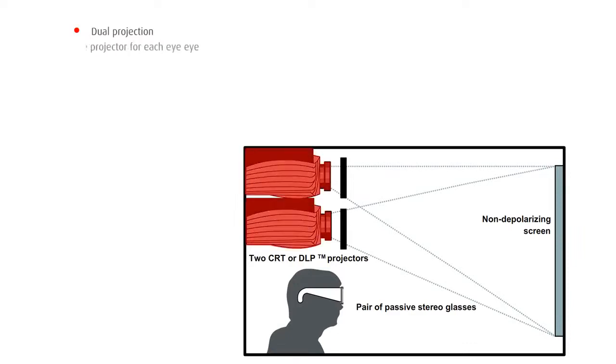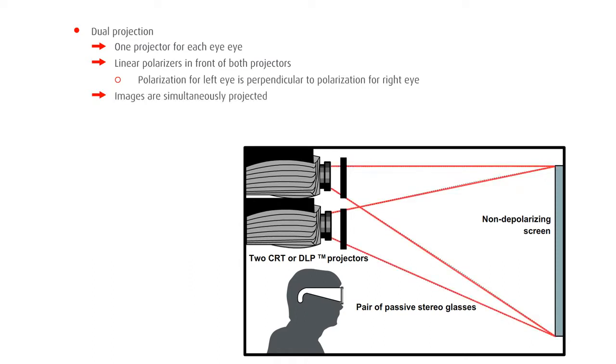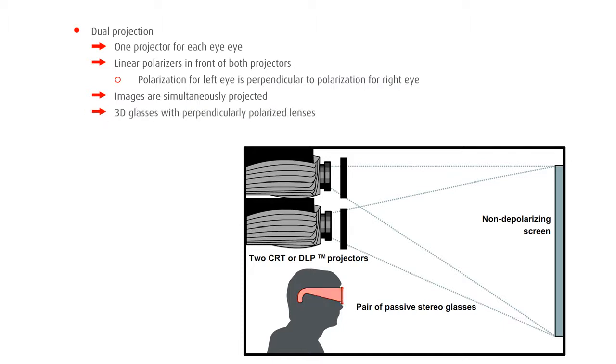The images from each projector are destined for either the left or the right eye. In front of each projector lens, there's a linear polarizer, and as in the previous setup, the polarization for the left eye is perpendicular to the one for the right eye. The images are simultaneously projected on the screen so they overlap, resulting in a blurry image. But since the spectators are also wearing passive 3D glasses with perpendicularly polarized lenses, they see clear and well-defined 3D images. Since this setup uses two projectors, the images can be projected at normal speed.